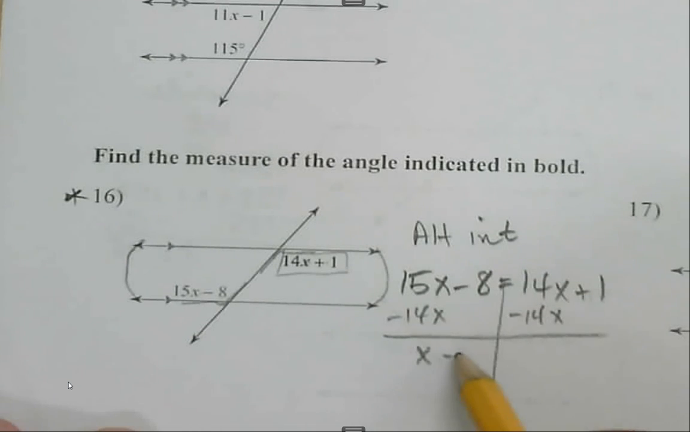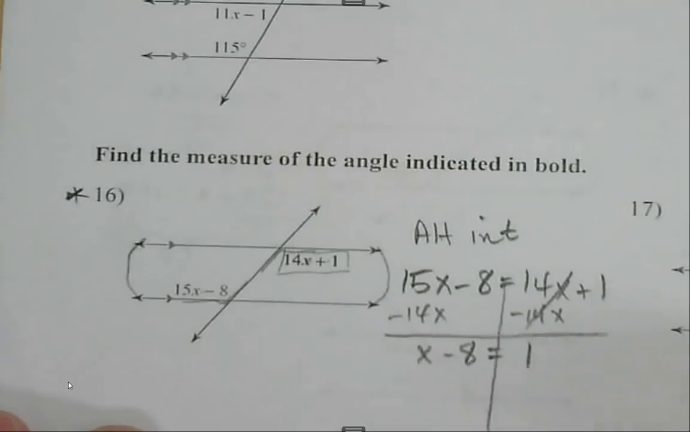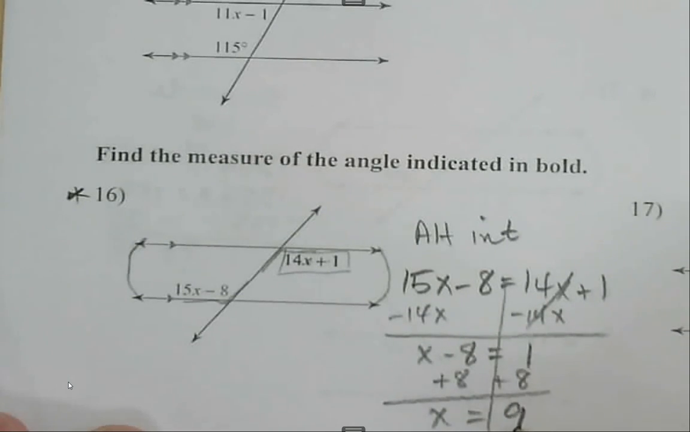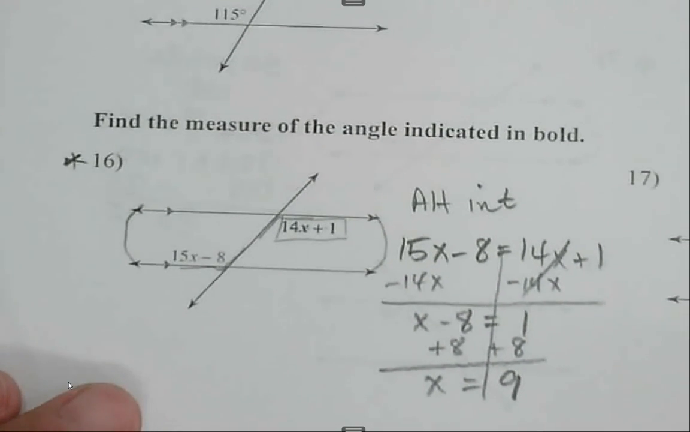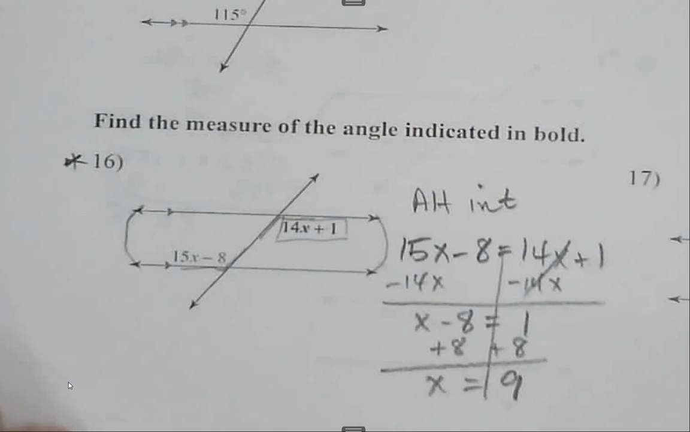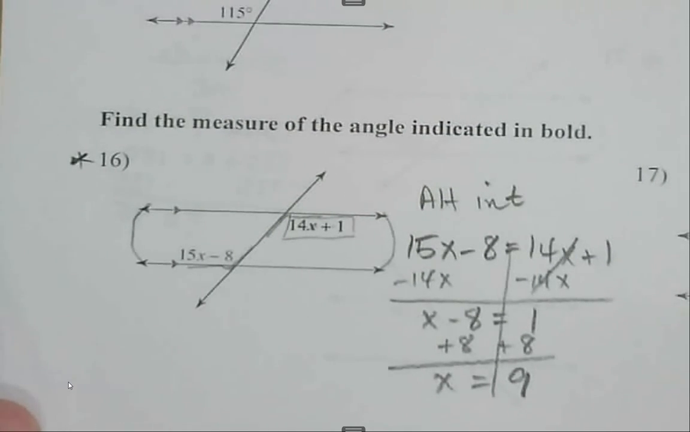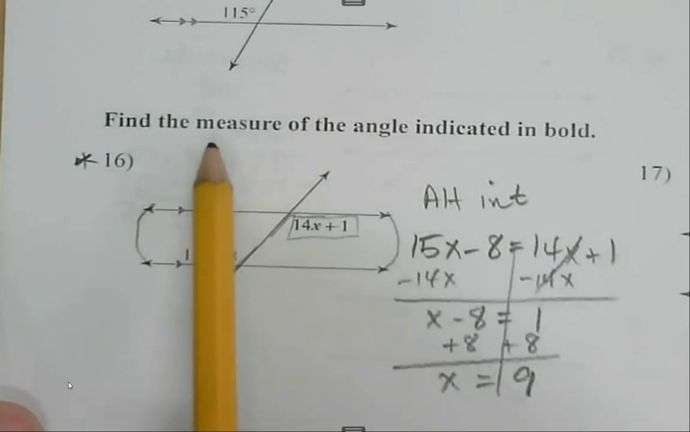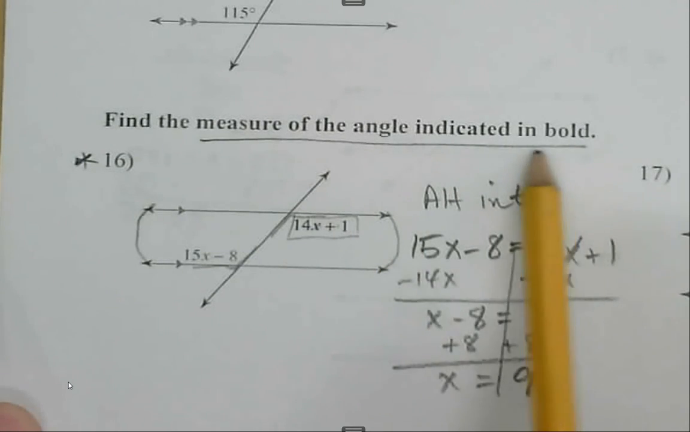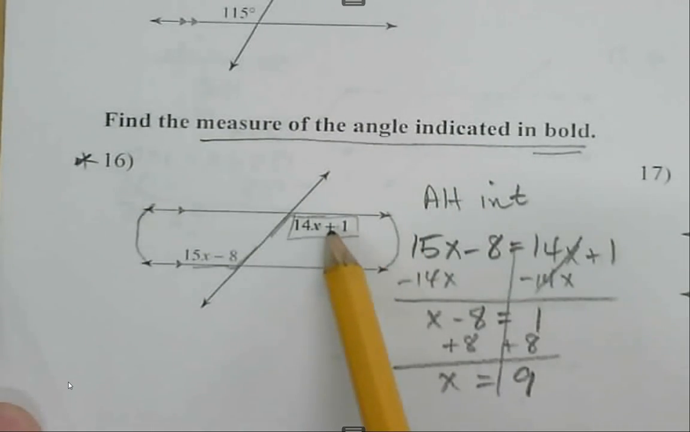That's going to give me x minus 8 equals, this is going to cancel, positive 1. And so I need to add my 8 to both sides in order to get x equals 9. And you may be thinking to yourself, well, I'm done. Well, you have found the value for x, but again, what are they asking for? They're asking for the measure of the angle indicated in bold. So they're asking for this angle.